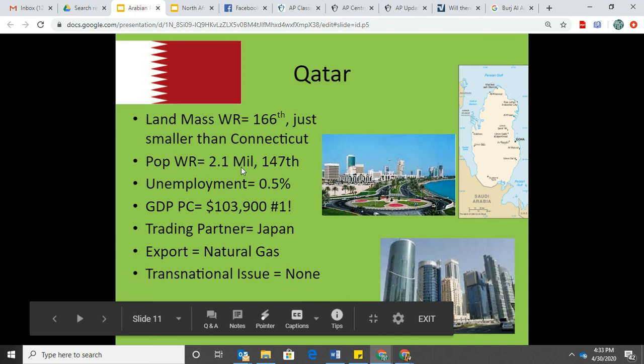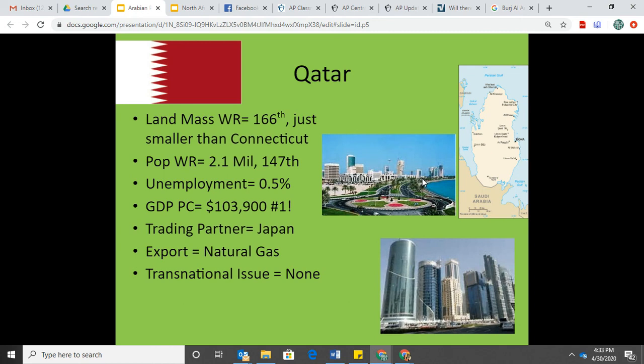They have such a small population that this is one of the questions in your book the other night. They actually have to import workers. So only 1 out of 5 workers working in Qatar are actually from Qatar. They get a lot of men coming from the Philippines, actually, to come in and build these things.